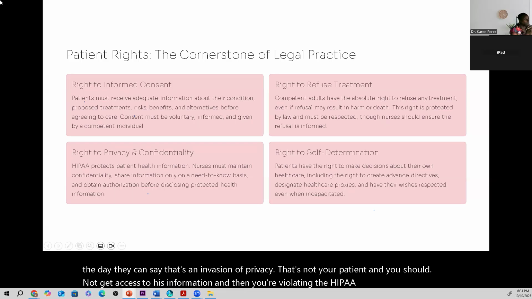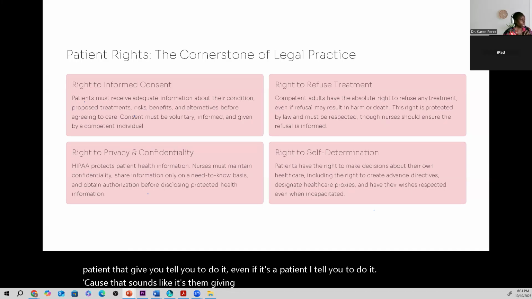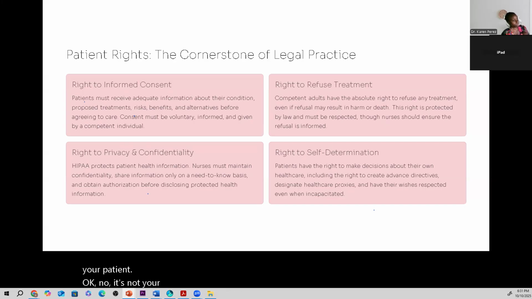Even if it's the patient that tells you to do it. Oh, because that sounds like it's them giving you consent in a sense. Well, but it's not your patient. Okay. No, it's not your patient. All right, not your patient.